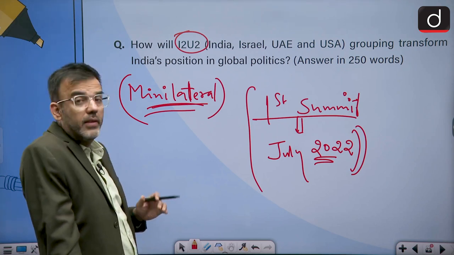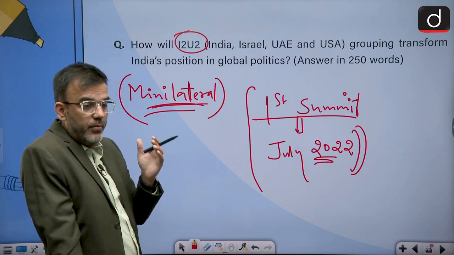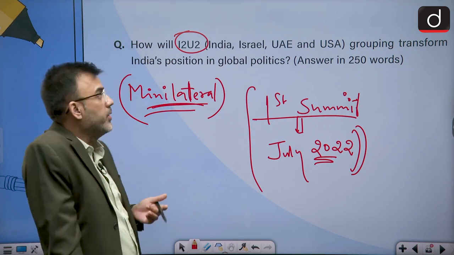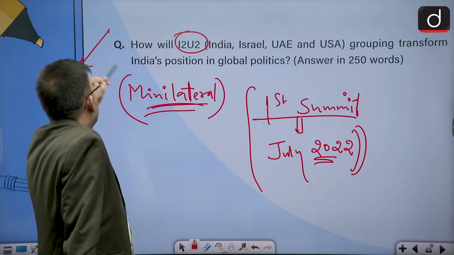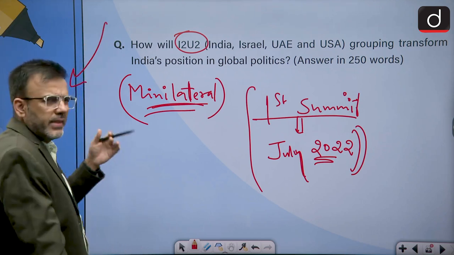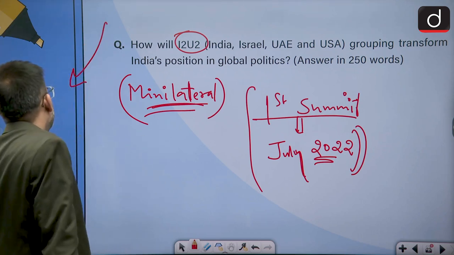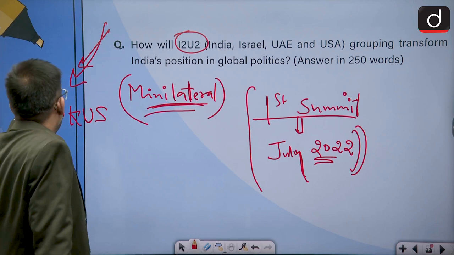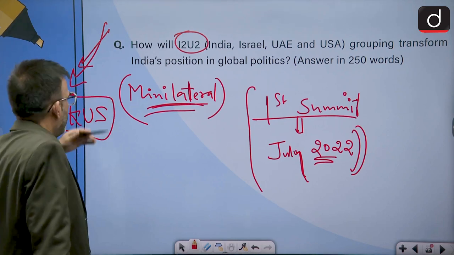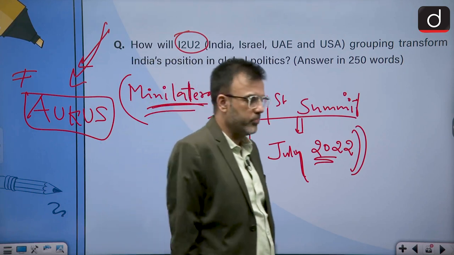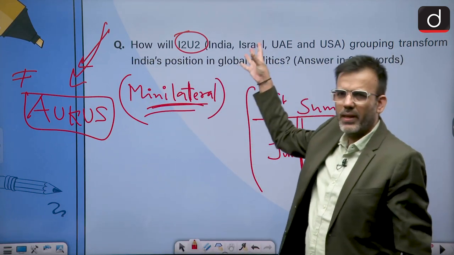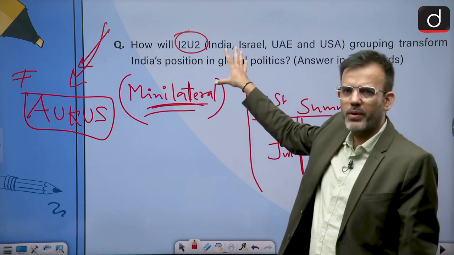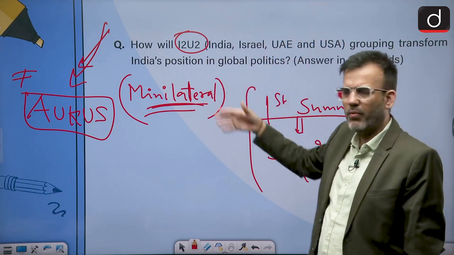Interestingly, this has also become a very favorite topic for UPSC. Last year also, a similar grouping was created just a few months before your examination, and the grouping was AUKUS, and they asked a question on AUKUS. Now, this year also there is a question on I2U2. Compared to the previous two questions, this question is very simple. It is a straightforward question, with no intricacies involved.